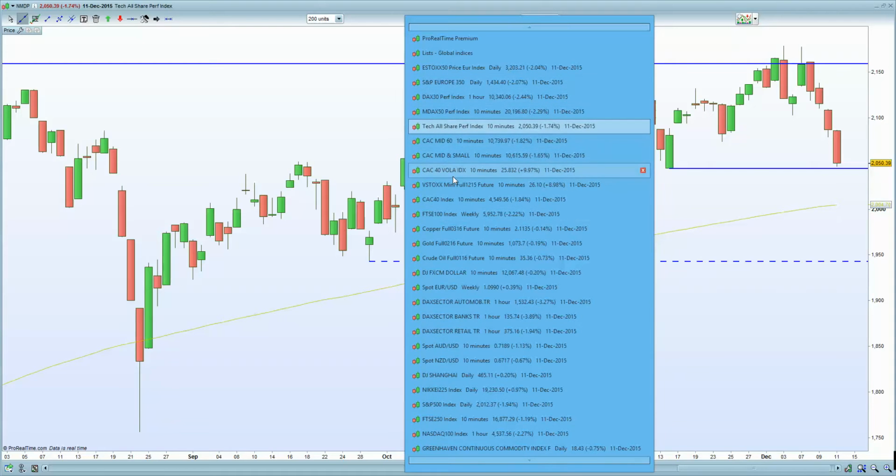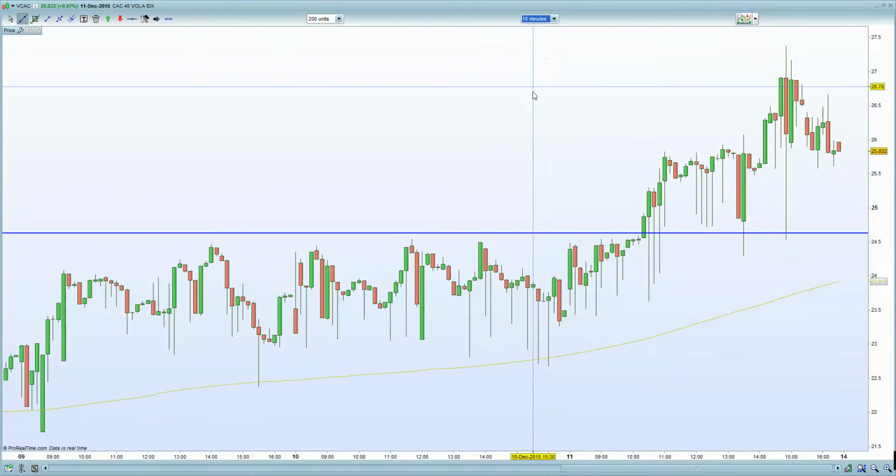Now, looking at the actual volatility index of the CAC, this is an interesting scenario here.